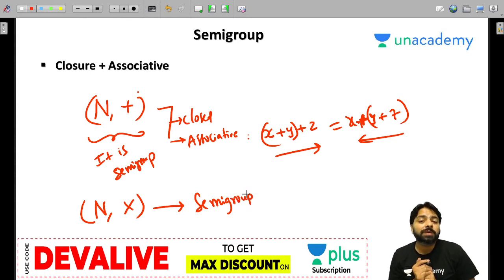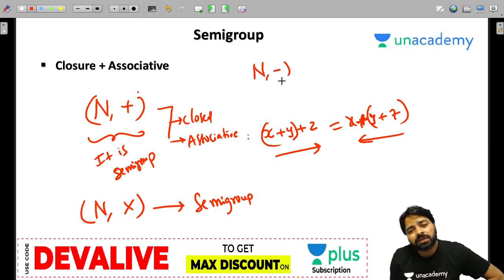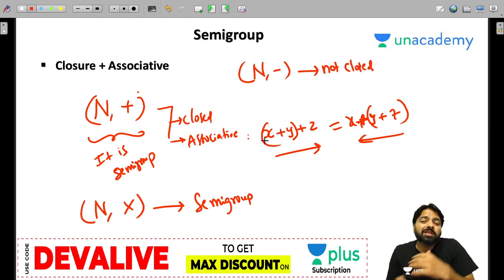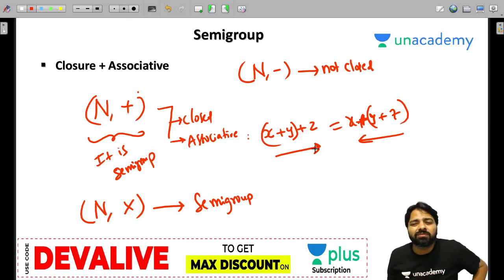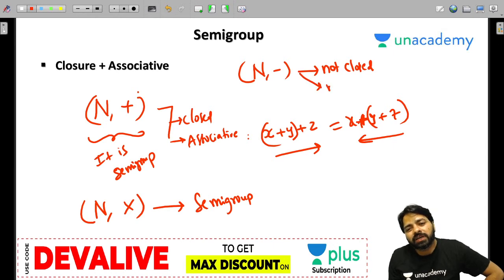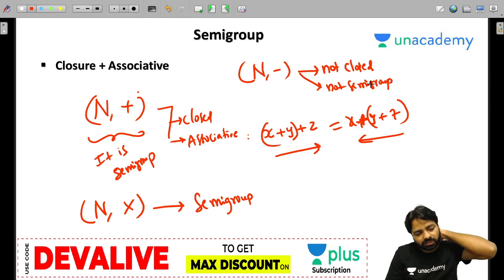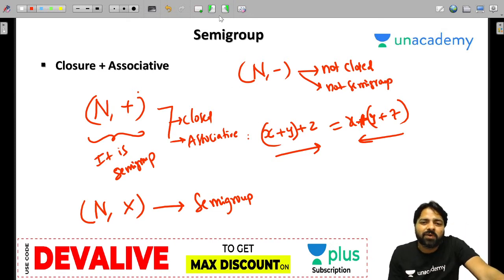If it is not closed, please don't check associativity. If it is not closed, like (N, minus), it is already not closed, and not closed means not a semigroup. Even supposing it were associative, still it is not a semigroup. But anyhow, we know it is not associative also. Anyhow, not a semigroup because it's already not closed. Clear? Okay.